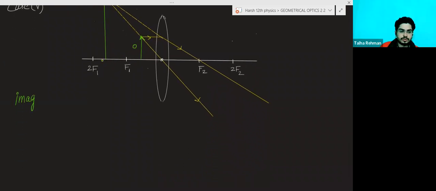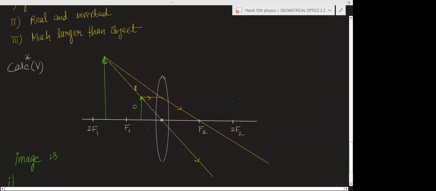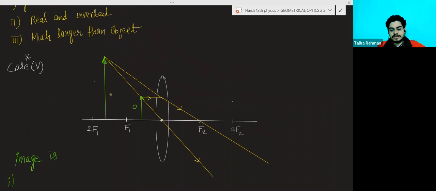So image number one is formed on the same side as the object, the left side. It is between F1 and 2F1, but this is not necessary. It means the image can be anywhere.